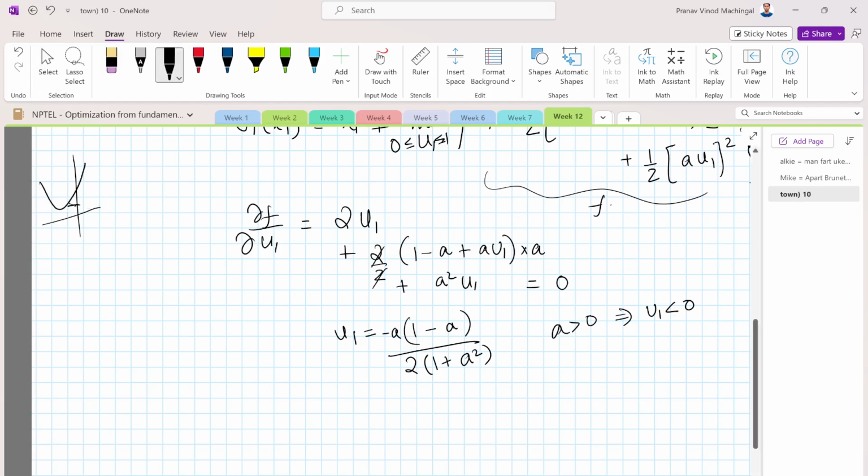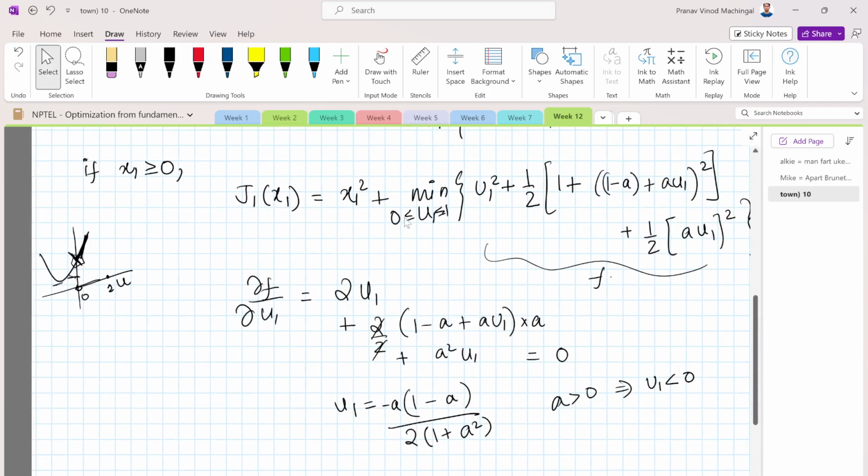So it can be something like this, and this is your u, 0 and 1. So your minima may be somewhere here, but this is 1. So our original minima is somewhere here, that is when u is equal to 0. So this is the minimum that we want in our range. So we can substitute u equal to 0 in this, and that will be your minima.